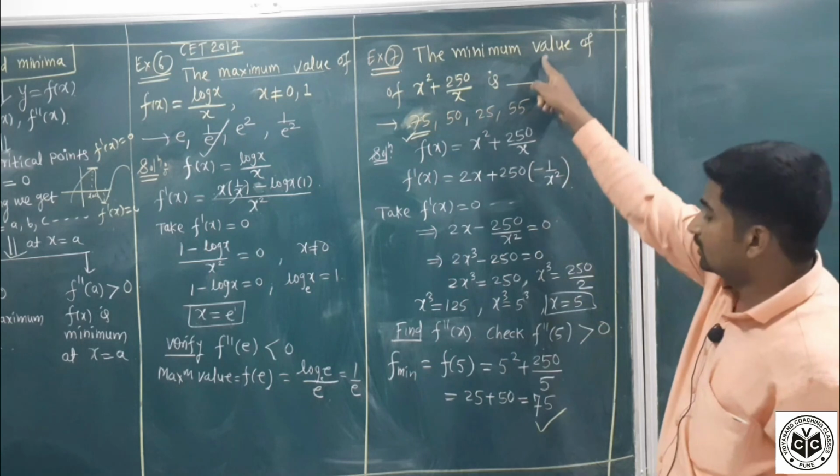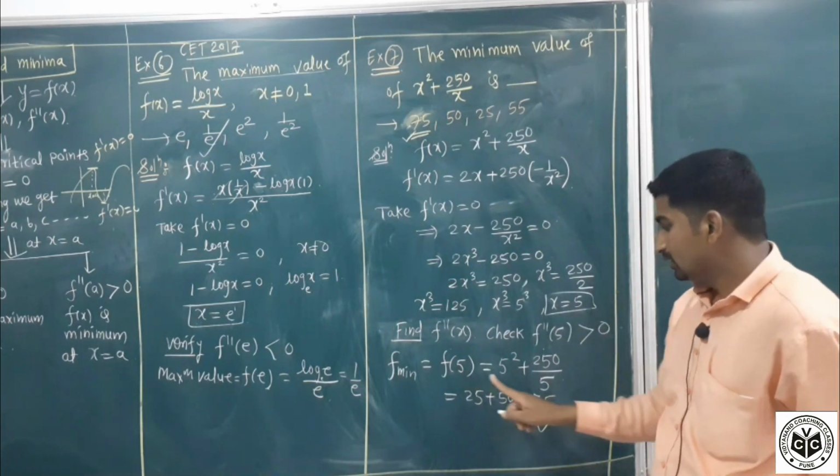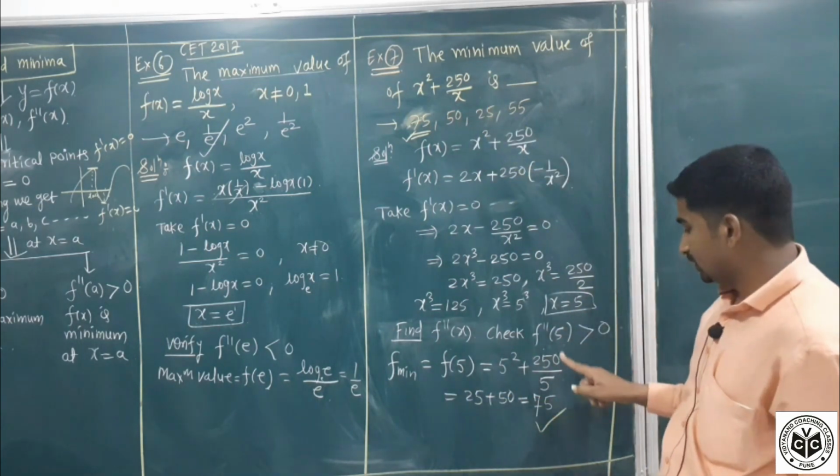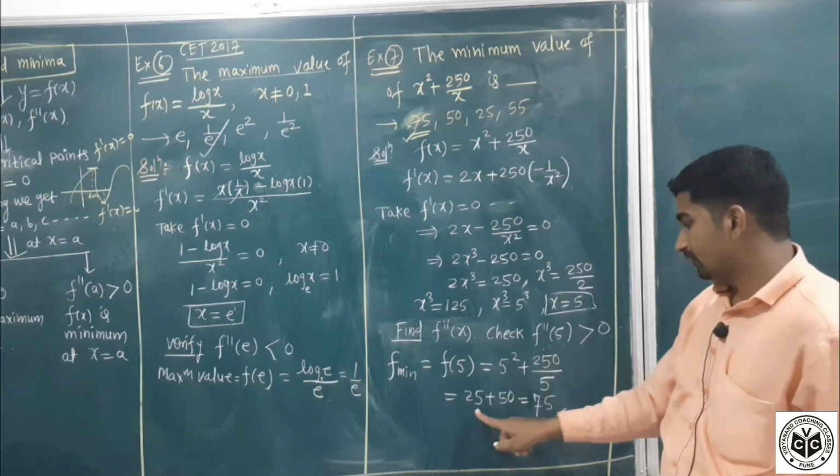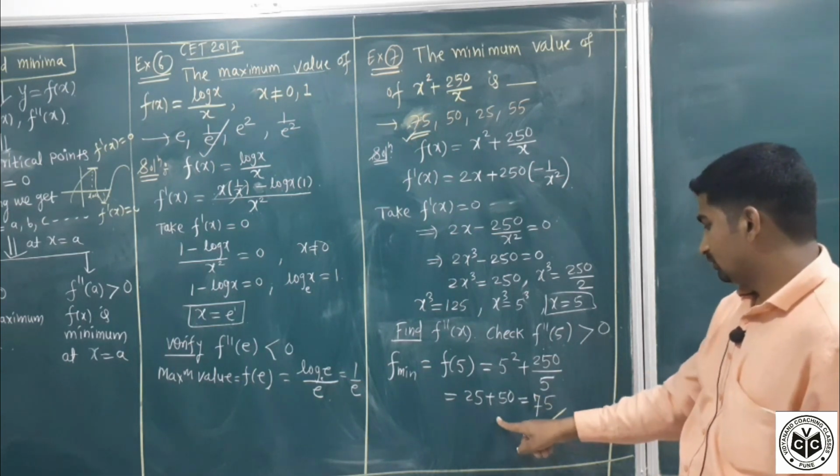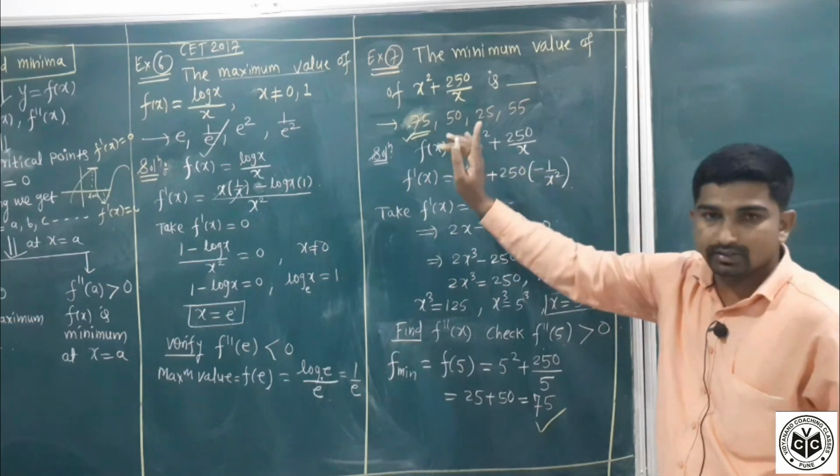I'm just finding its minimum value by putting x as 5. So 5 square plus 250 by 5 comes to 25 plus 50, which is 75. So 75 is the correct answer.